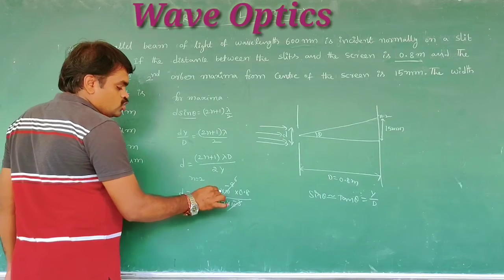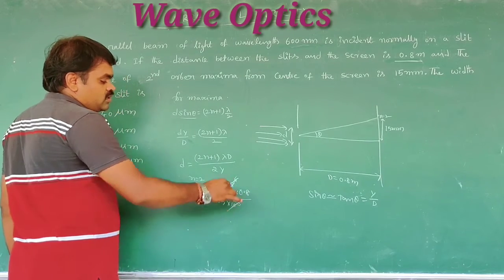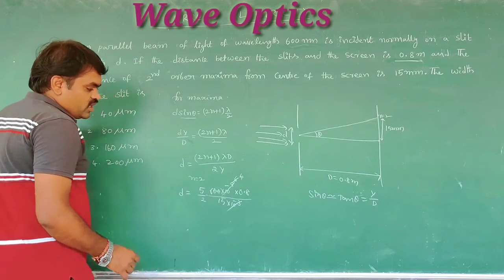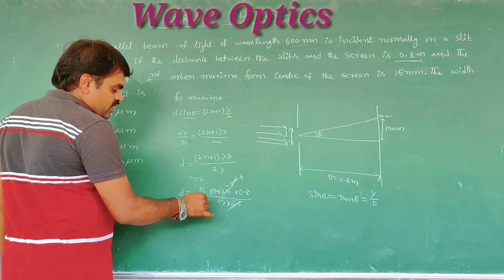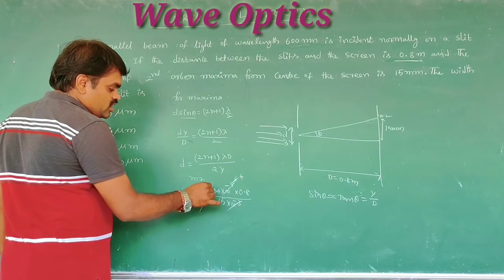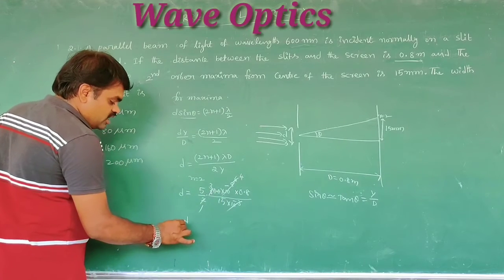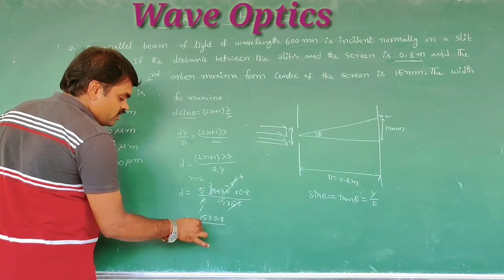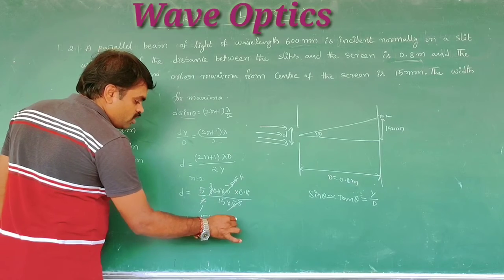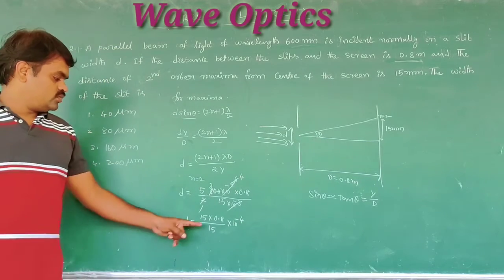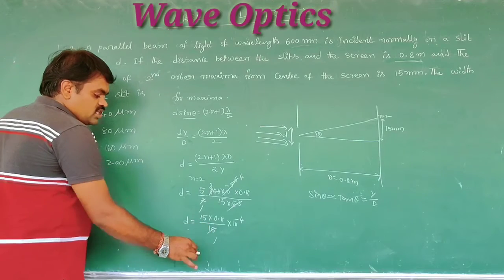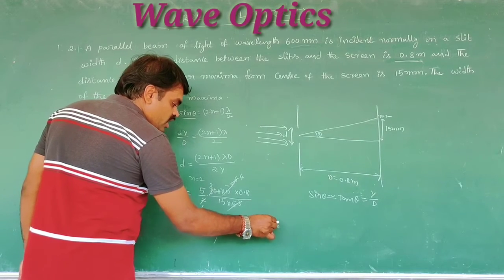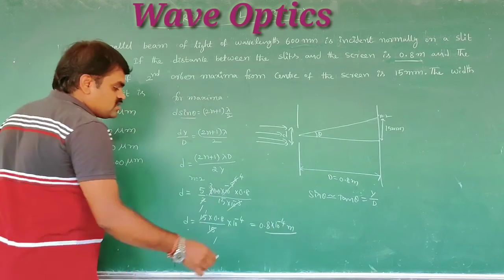Now it cancels. 6 here, 2 zeros here, 1, 2 zeros cancel means 4. Then we cancel 15 here, so d is equal to 15 into 0.8 by 15 into 10 to the power of minus 4. Now 15 and 15 cancel. Then we get 0.8 into 10 to the power of minus 4 meter. This is the slit width.